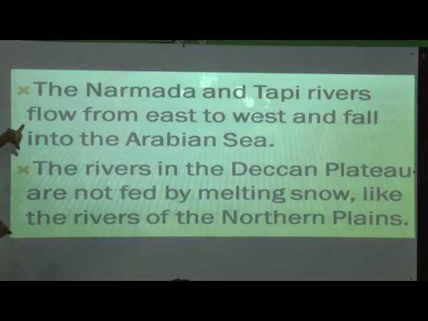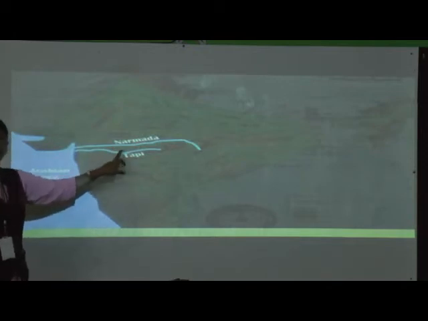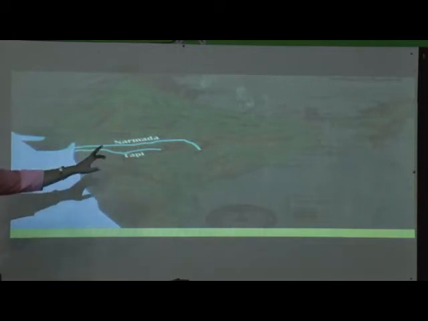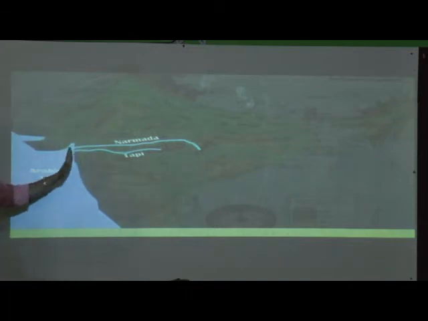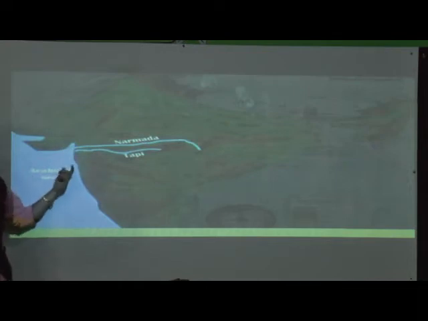See, the Narmada river and the Tapi river flow from east to west and directly fall in the Arabian Sea.